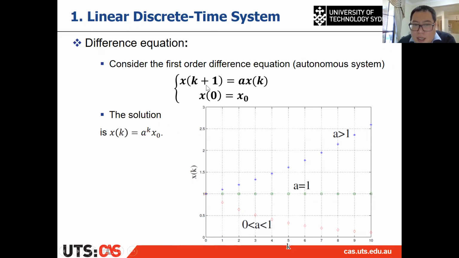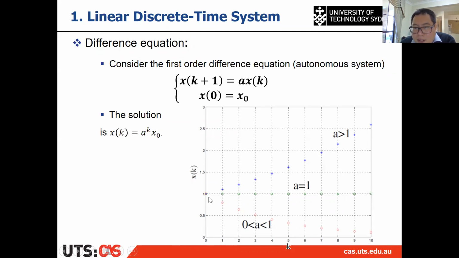So in this case, it's quite easy to get the solution, but this solution is only for this simple case. Because the current state times A is equal to the next state, the solution is xk equals A to the power k times x0, right? And in this case, if A is equal to 1, the state will keep constant, right?